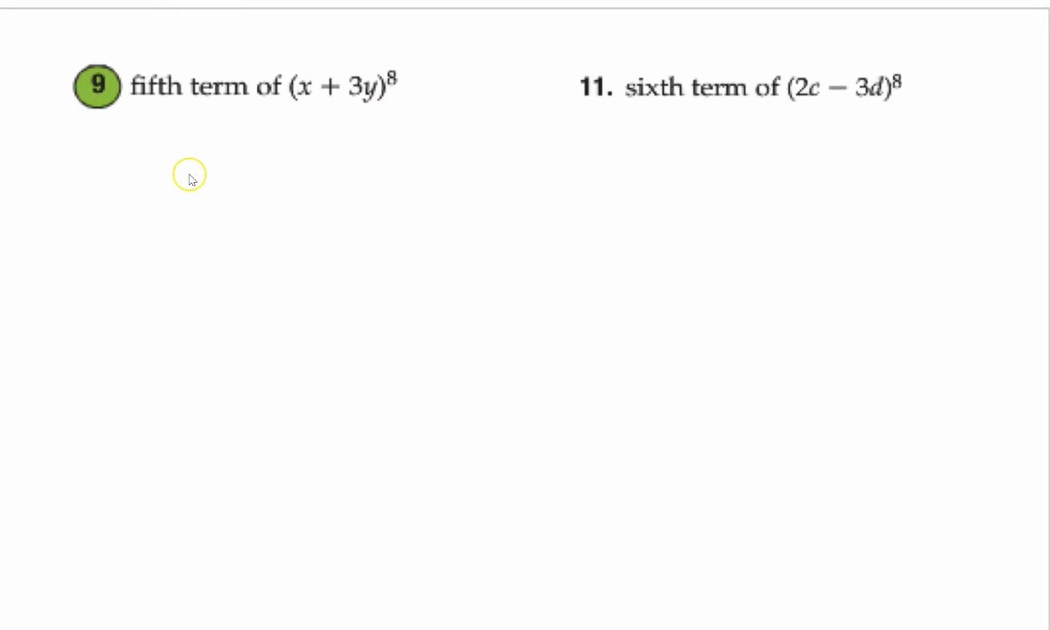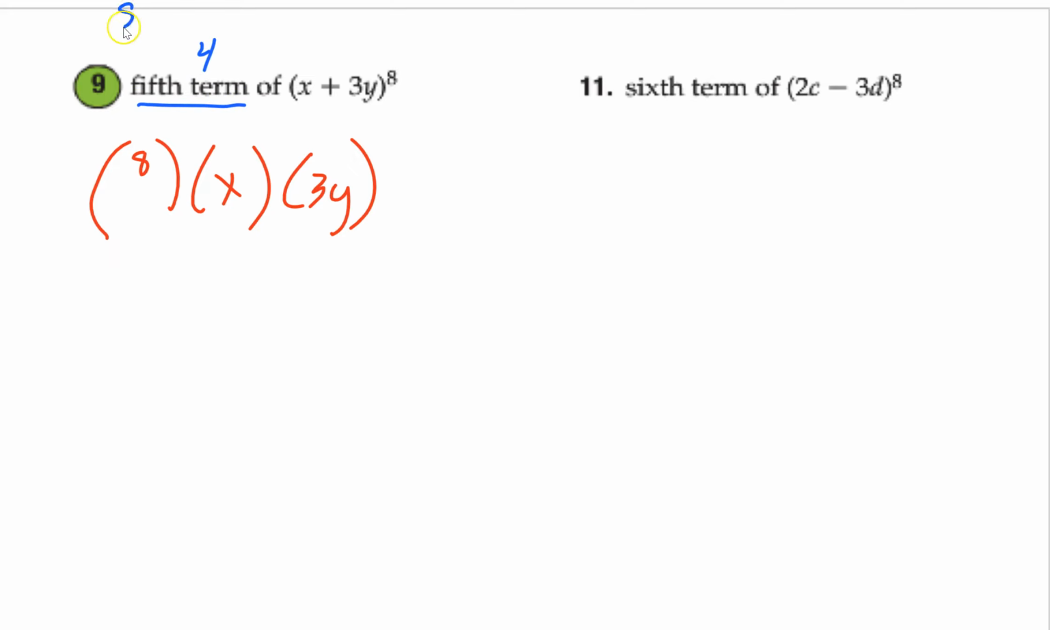I want the fifth term of this. So before I even look at this, let's set up what we know. I know it has to be an 8. I know the first thing has to be an X, and the second thing has to be a 3Y. That's what I know just from the very start. It could be any question. I know I'm going to have that no matter what. Now I said it wants the fifth term. So that's really the fourth, because it's going to be A4, because we start at A0, A1, A2. It's going to be A4, the fifth one.